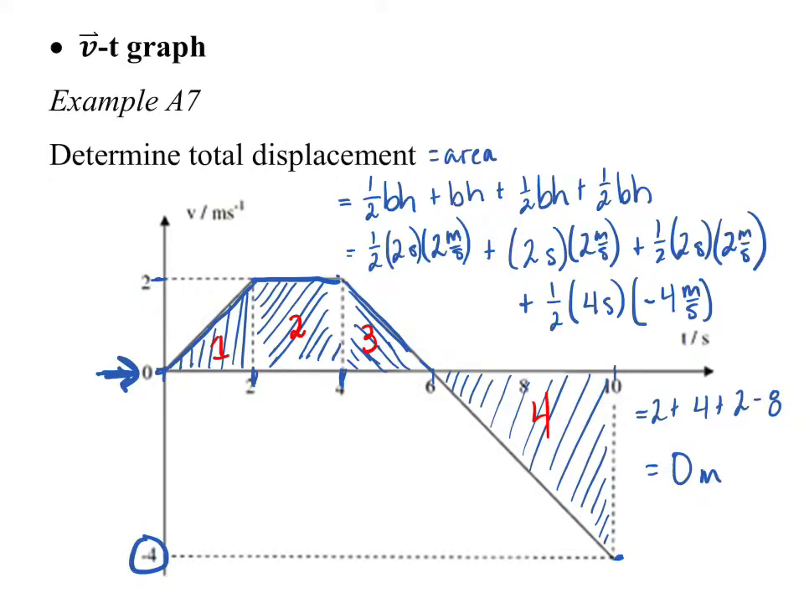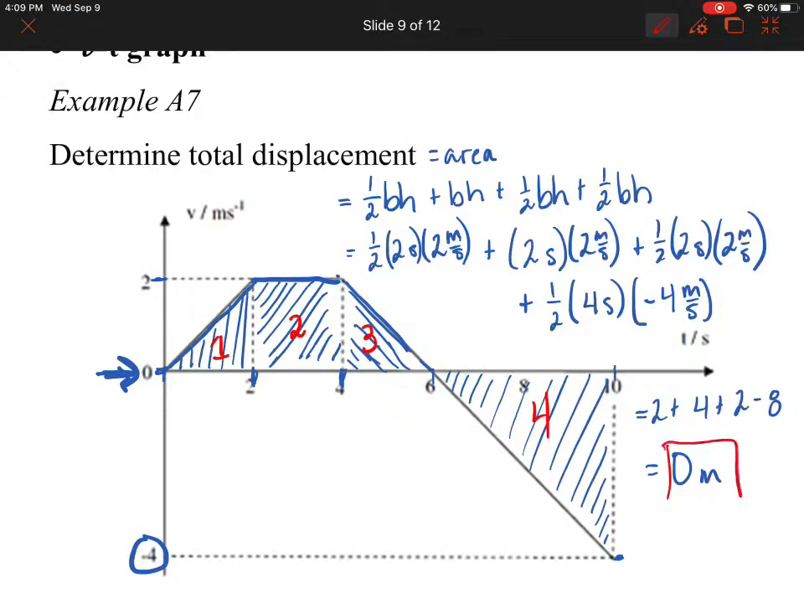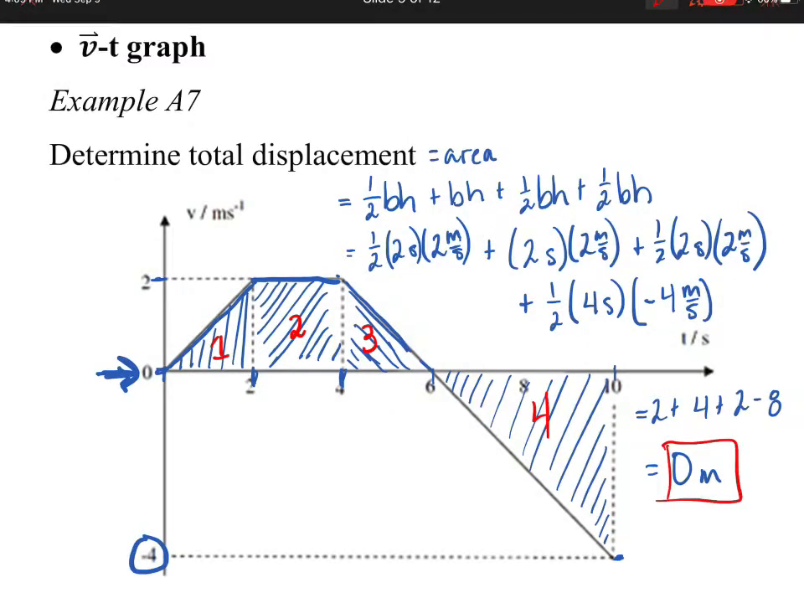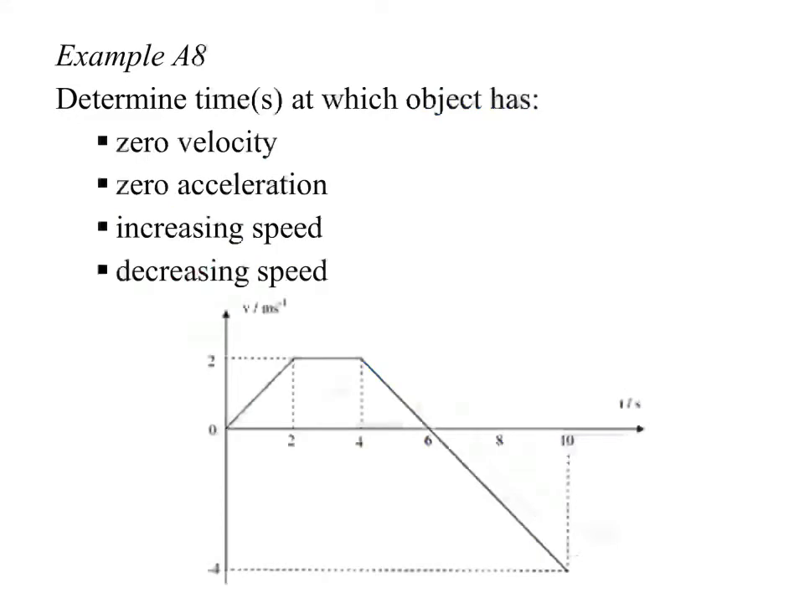Okay, so the displacement is actually 0 meters. They went back to where they came from. But that is how we find displacement on a velocity time graph. Just make sure that you are paying attention to what the axes are saying. So here we see velocity, here we see time. Okay, so that's the only area situation we're going to go over.